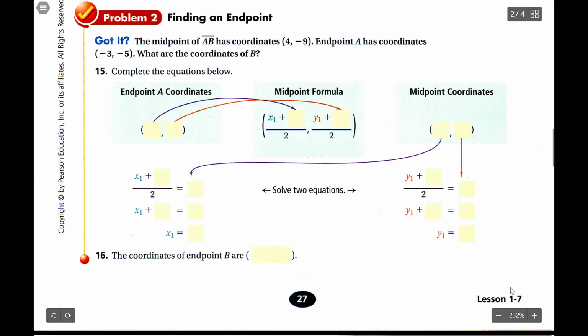We can use the midpoint of a given line to find one of the endpoints if we need to. And so right here it says that the midpoint of AB has coordinates 4, negative 9. Endpoint A has coordinates negative 3, negative 5. What are the coordinates of B? We know the endpoint of A is at negative 3, negative 5. So we're going to substitute that into the midpoint formula.